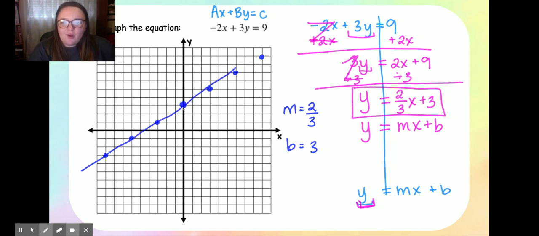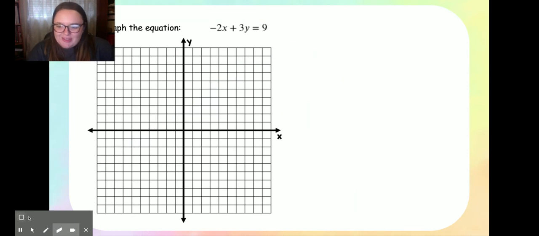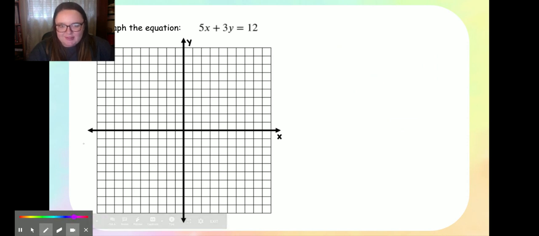So standard form, we could not just take pieces out and graph it. We had to take standard form and change it to a different form in order to graph it, right? And that process that we did is called solving for y, because you got y by itself at the end of that process. Okay, so we're gonna practice this. There's definitely a lot of math to this. So we're gonna move on to our next example here and then practice, practice, practice, okay?